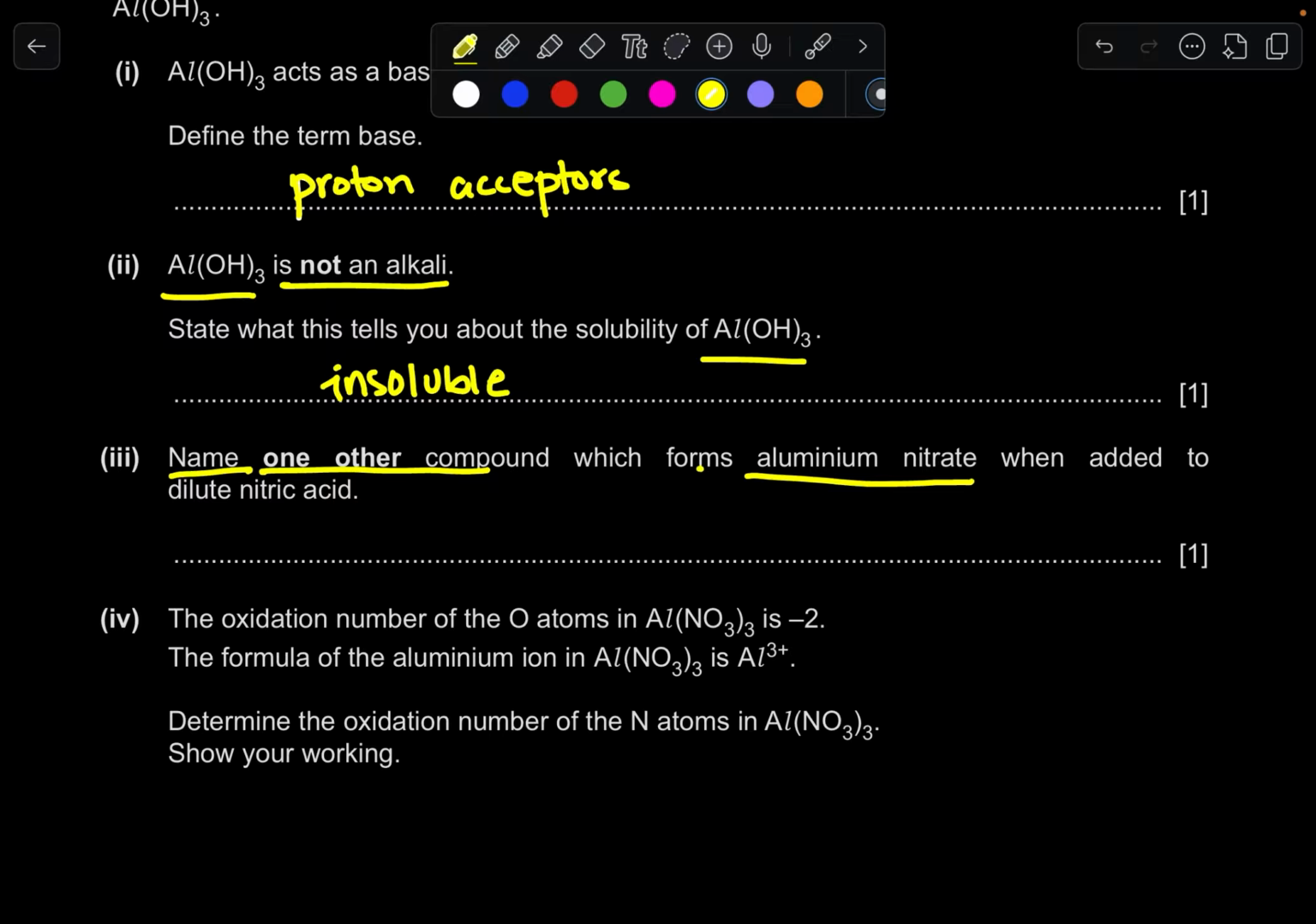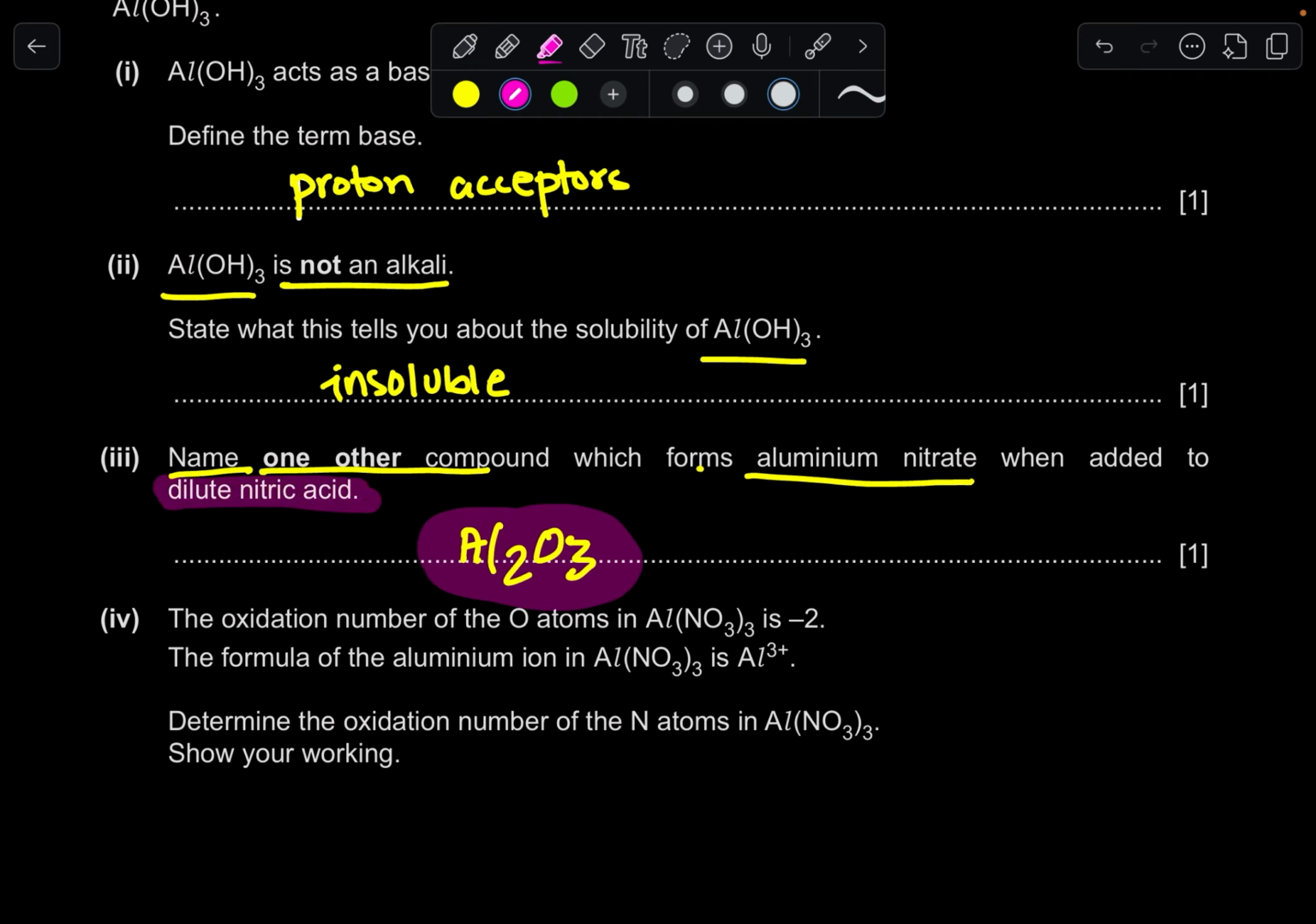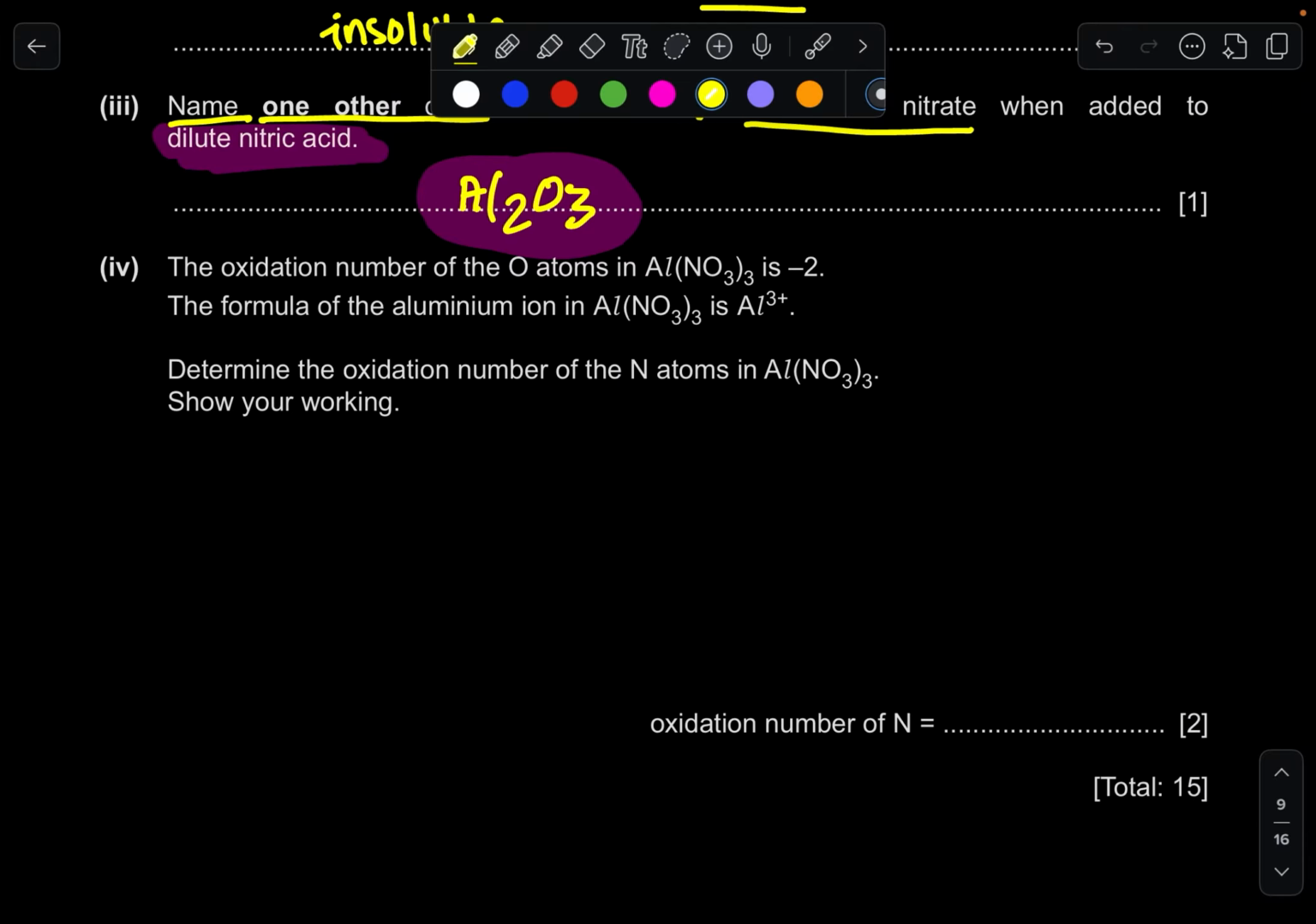If we add aluminum oxide, it's definitely going to be insoluble, but it should form aluminum nitrate. Aluminum oxide is an amphoteric oxide, and it's insoluble in water, but it's going to react with acids, it's going to react with nitric acid, and form aluminum nitrate, right? The oxidation number of O in this is -2.